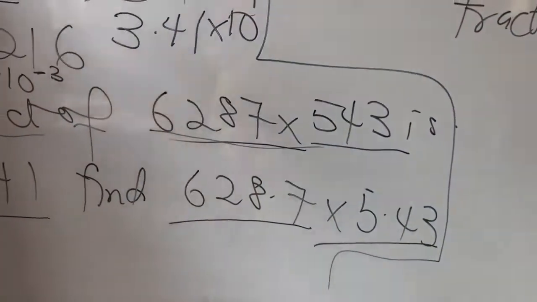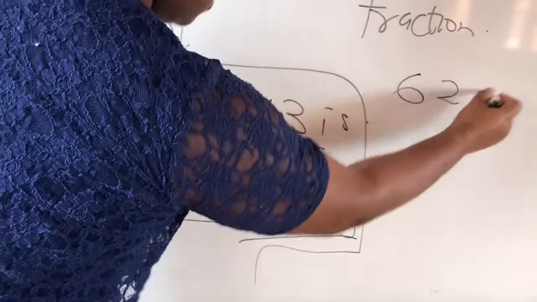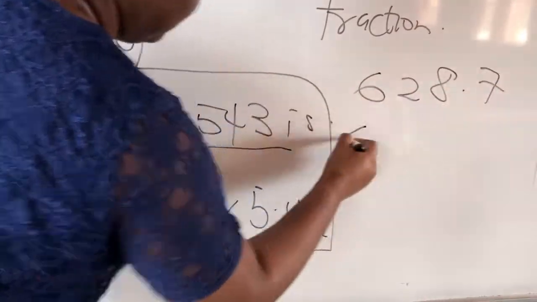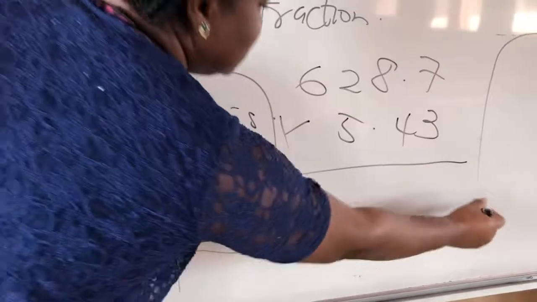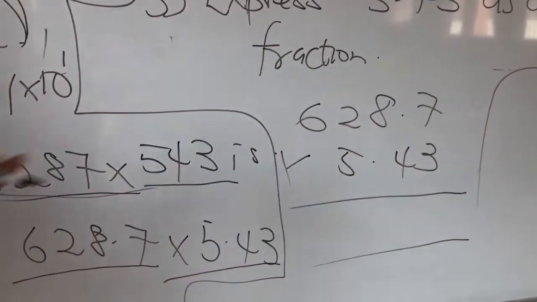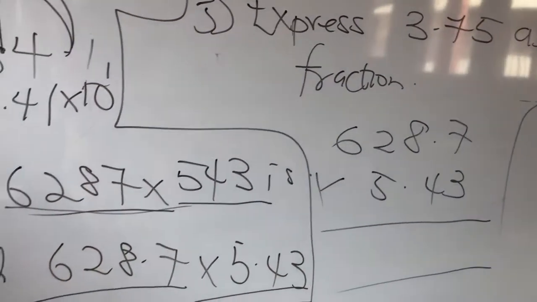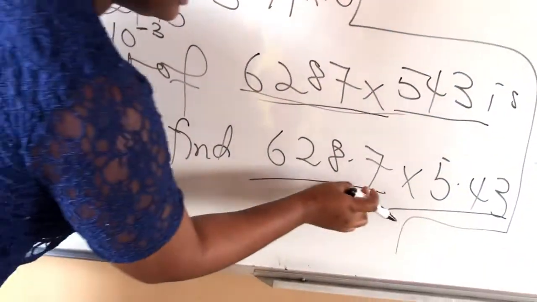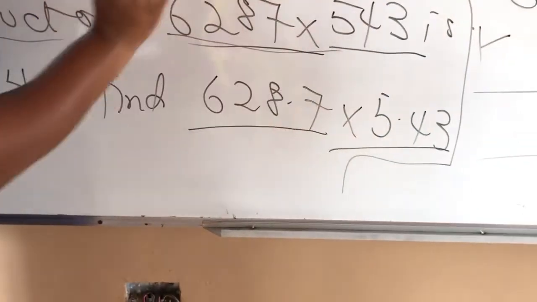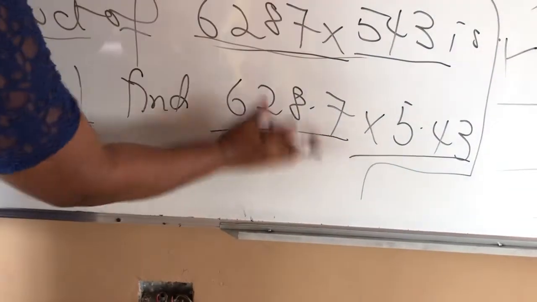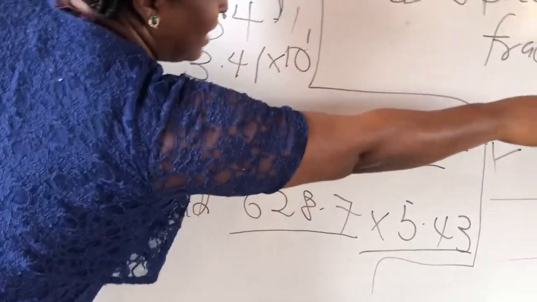You know the wasting of time people were doing. You people came again and this says 28.7 times 5.43. You are wasting your time. Why are you doing this when it is the same numbers that have been given to you? The only thing is to count the number of decimal places. Because it is the same numbers, you don't need to come and multiply again.